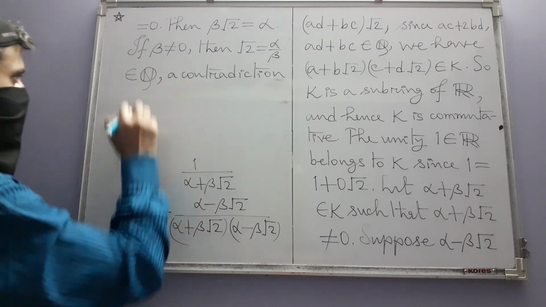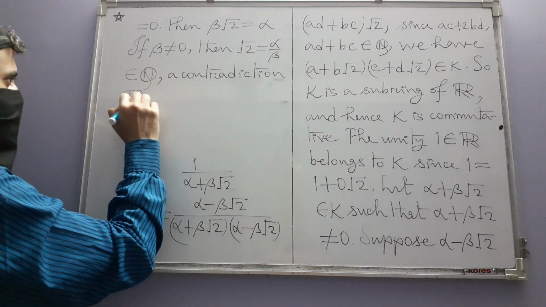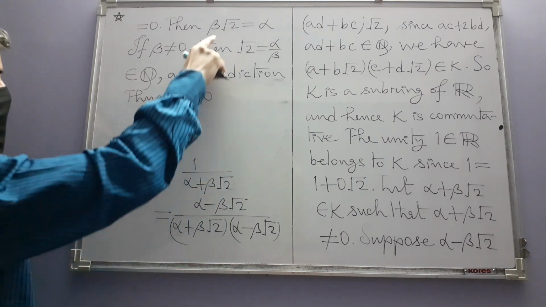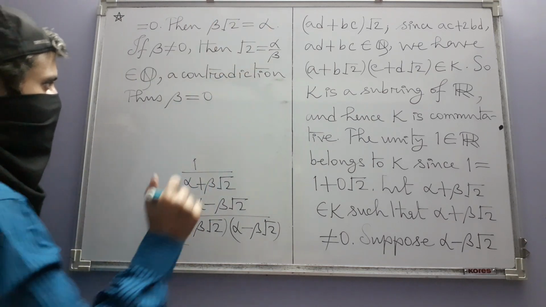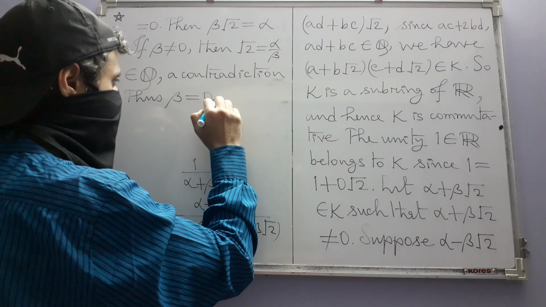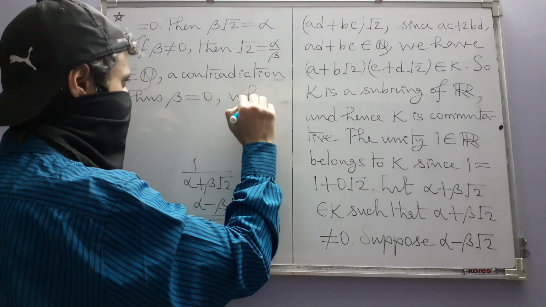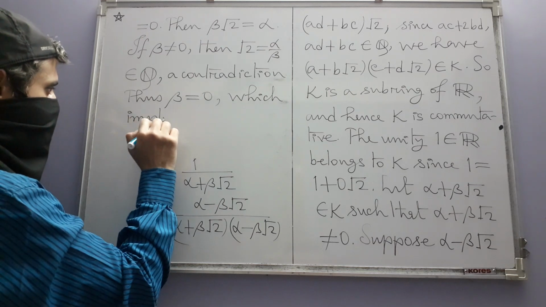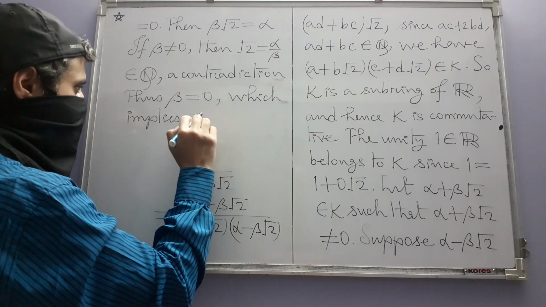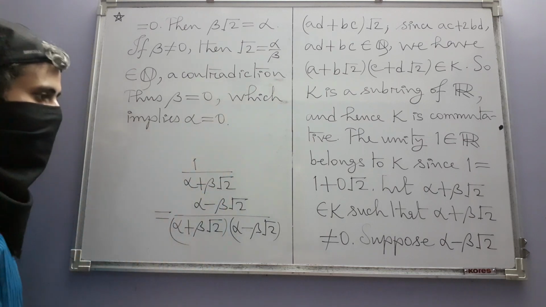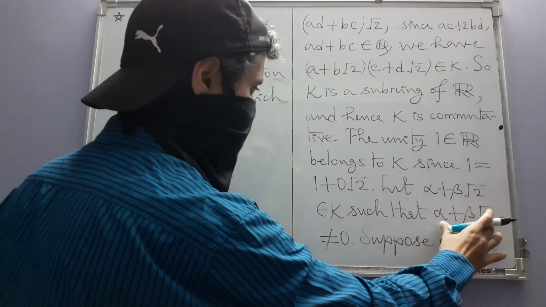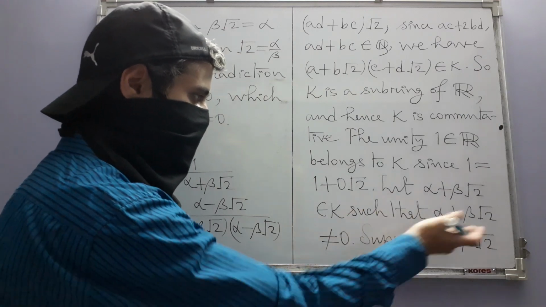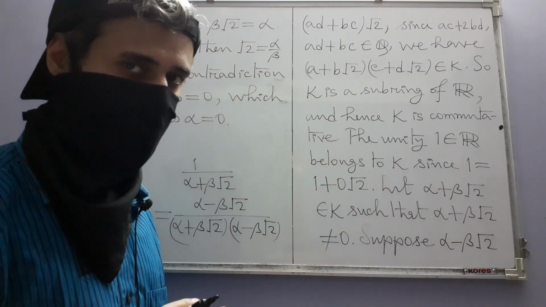Beta has to be equal to 0. Thus, beta is equal to 0. But if beta is 0, then alpha is also 0, which implies alpha is also equal to 0. But if alpha and beta are both 0, then definitely this is 0. So our very choice of alpha plus beta root 2 has been violated.